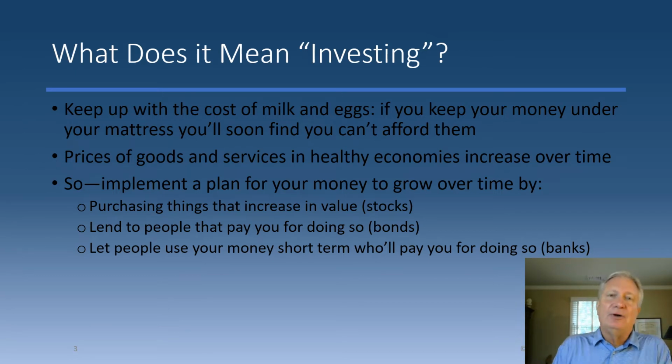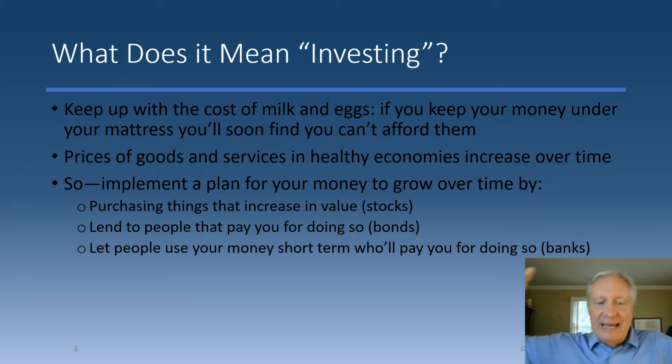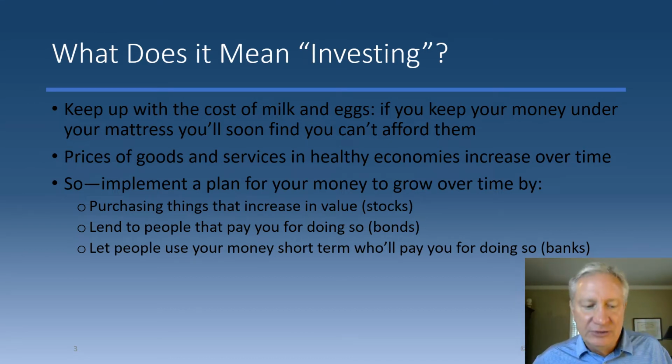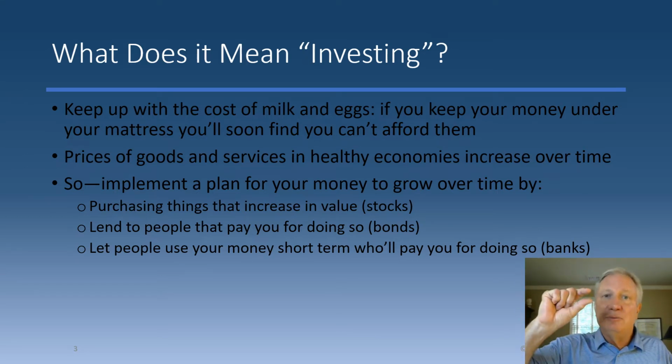But in general, a moderate level of inflation is typical. Moderate meaning 2, 3, 4%, something like that, is typical for a healthy economy. So you want to implement a plan for your money to grow over time at a rate greater than inflation, this growth of goods and services, by investing in stocks, bonds, or giving your money to an institution that'll invest it for you and give you a return for it.